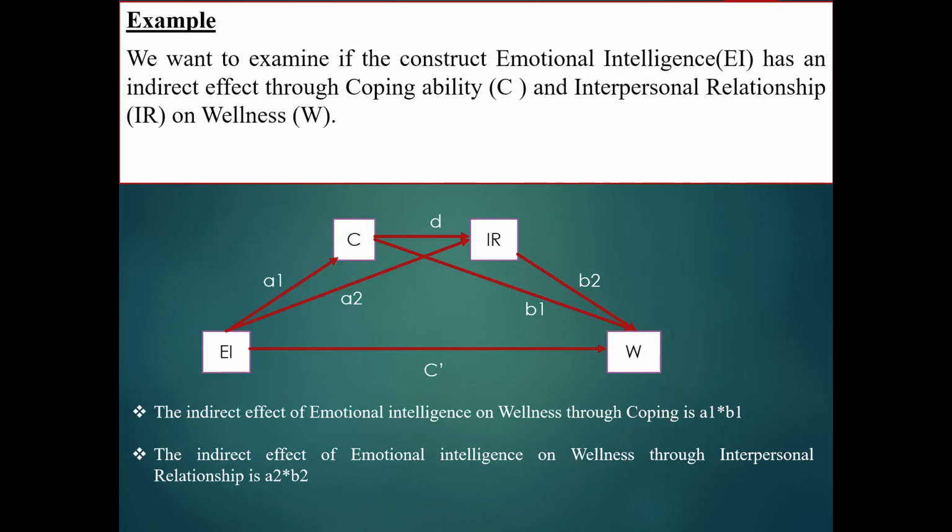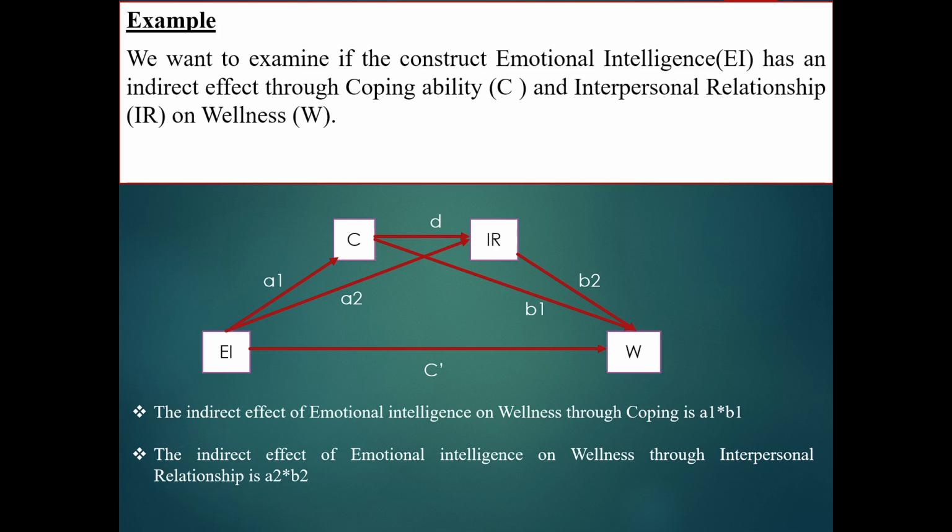Let us consider a small example. Say we want to examine if the construct emotional intelligence has an indirect effect through coping ability, C, and interpersonal relationship, IR, on wellness. If you look at the model, we have EI, C, IR and W: EI to C, C to IR, IR to W. This relationship is a serial mediation relationship. We want to verify whether there is a serial mediation effect in this model or not.